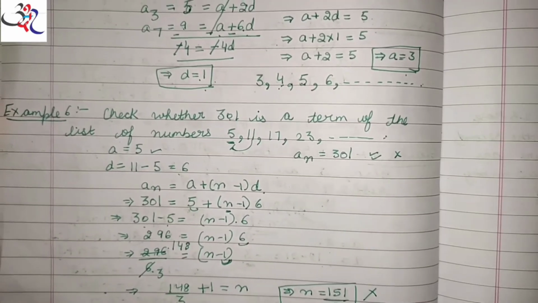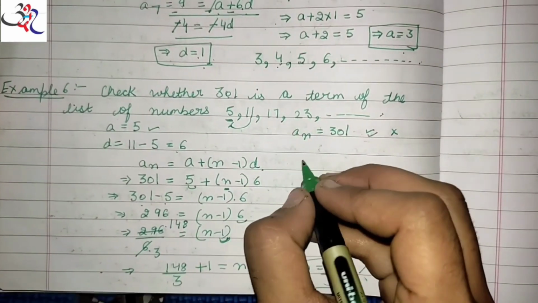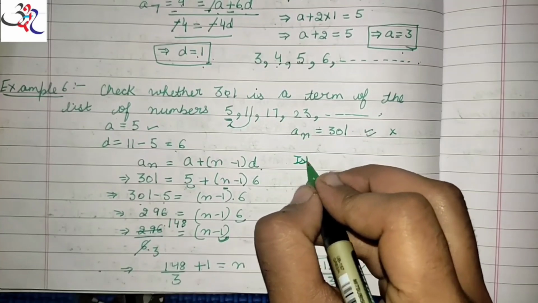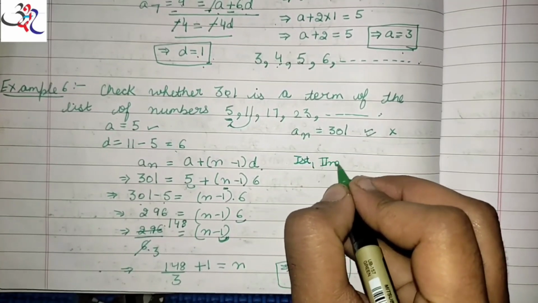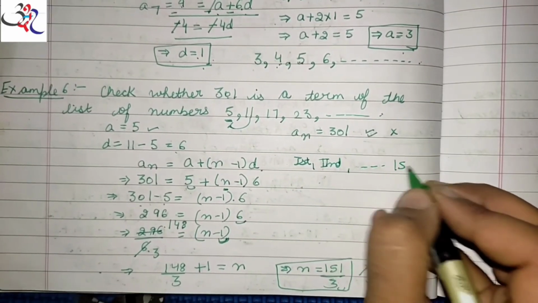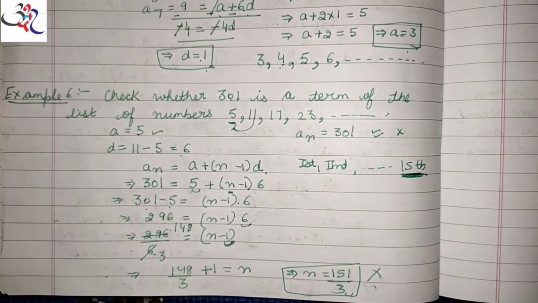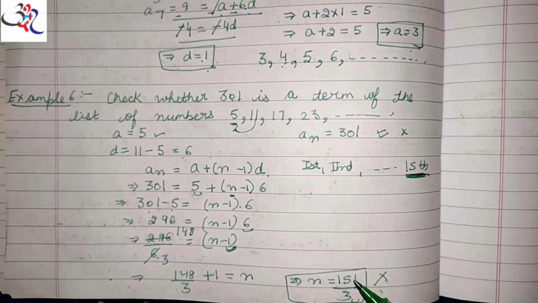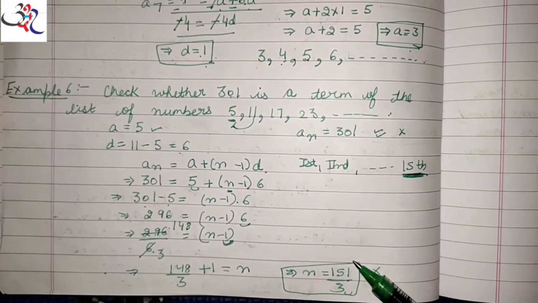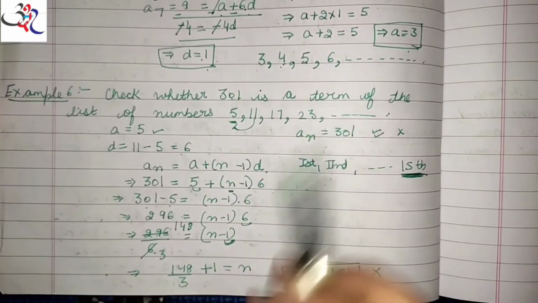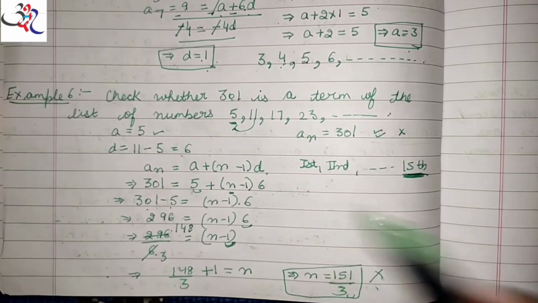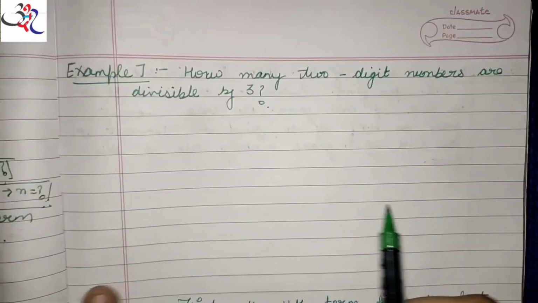So this is not possible, because you know that every time I am saying this is the first term, this is my second term, this is my 15th term. So the value of n can be a positive integer only. This fractional value is not possible. So that means 301 cannot be a term of this list.